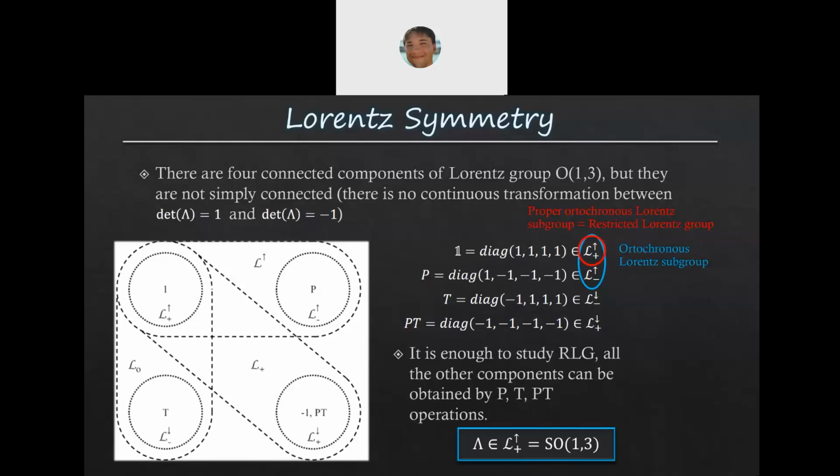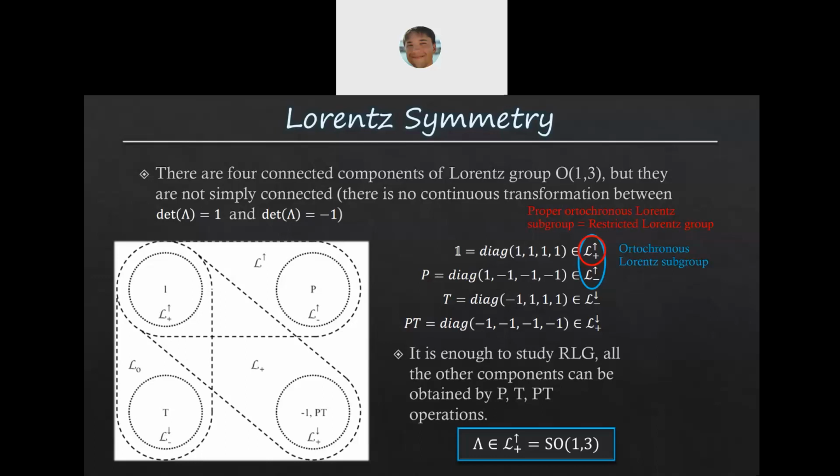It is enough that we simply consider the Lorentz transformations in this RLG, and this simplifies things greatly, because then we can, for example, do expansions around unity, which gives us nice representations of the Lorentz symmetries. So it is enough to consider this RLG. This is just some side discussion about Lorentz symmetry.